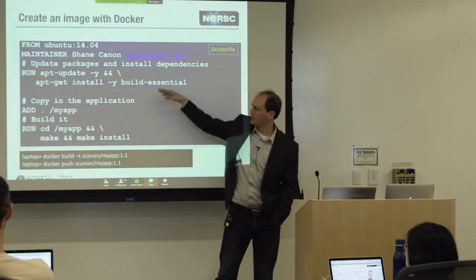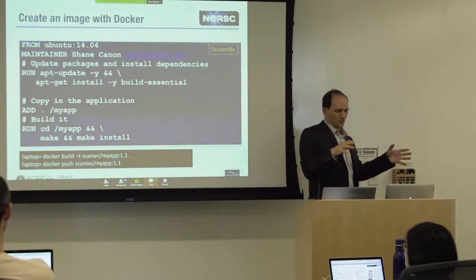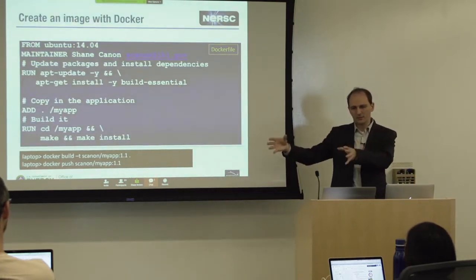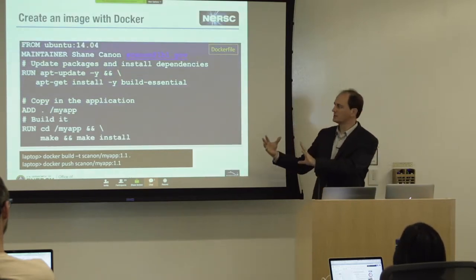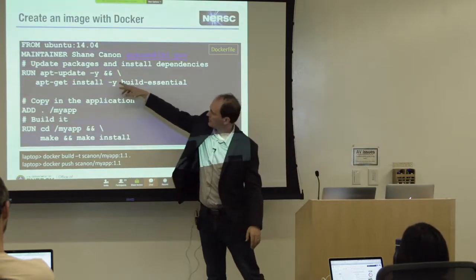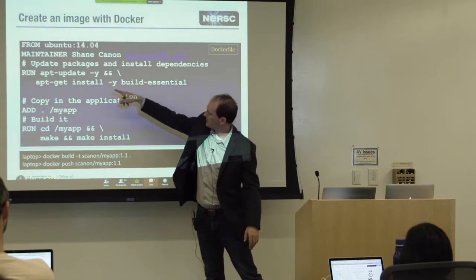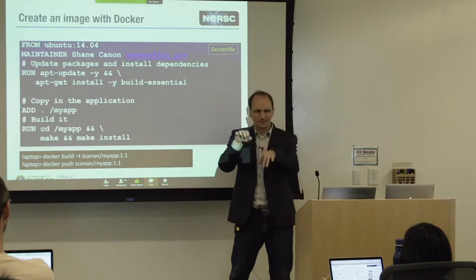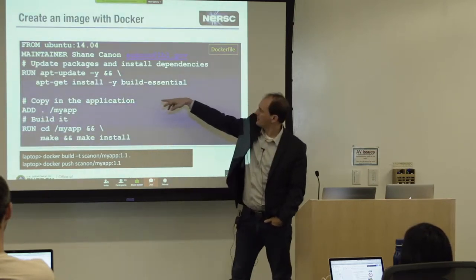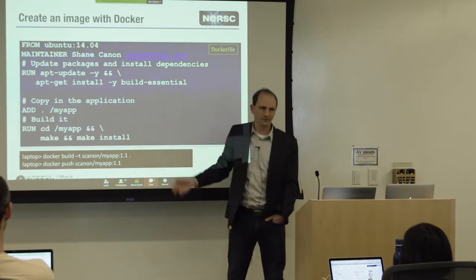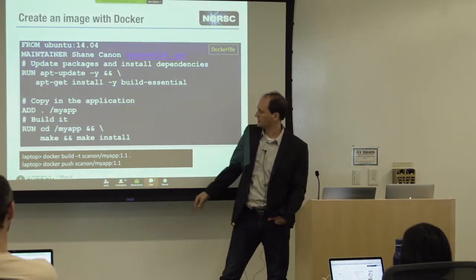There's RUN and ADD. RUN is saying go into the container space and run this operation. In this case, I'm just going to do an apt-get. I don't think that's valid syntax; I think it should be apt-get update. Some of these I actually just typed in the window, I didn't cut and paste. So you do an update, and then you install the build-essential tools so that you've got GCC and so on.